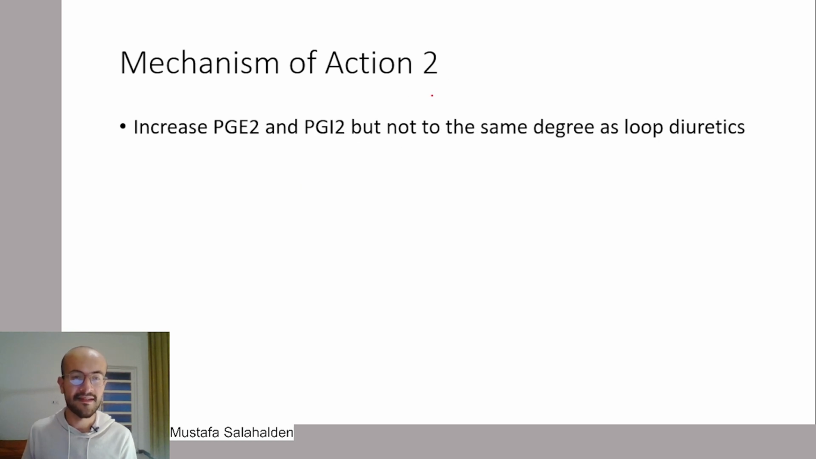The other way is that they increase prostaglandin E2 and prostaglandin I2, but not to the same degree as the loop diuretics. So we would have an increase in PGE2 and PGI2, and we would have vasodilatation, but not to the same degree as the loop diuretics, because the loop diuretics have better vasodilatation as a result of the PGE2 and PGI2 increase. But the thiazides are different from the loop diuretics in their ability of vasodilatation by a direct mechanism. So they would have direct vasodilatation in addition to the prostaglandin E2 and I2 mediated vasodilatation, and that would make them different from the loop diuretics.